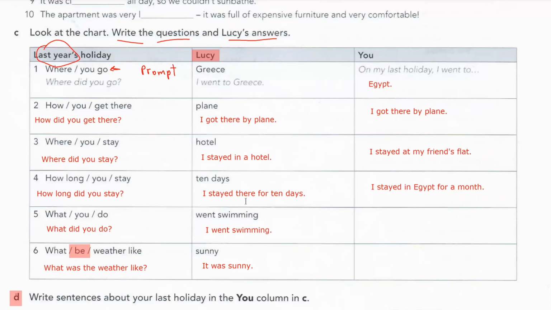And what did you do? So I went swimming. You can say I went sightseeing, because you can see the pyramids there, the old Egyptian museum. I went sightseeing and swimming. Okay. What was the weather like? It was lovely and sunny, or it was bright. You can also say it was bright. It was bright and sunny. It was amazing, and so on.